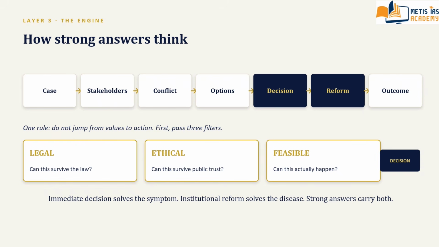You make the call for a decision. You are going to remember this very carefully. Immediate decision solves the symptom. Institutional reform solves the disease. Strong answers carry both immediate decision as well as institutional reform.